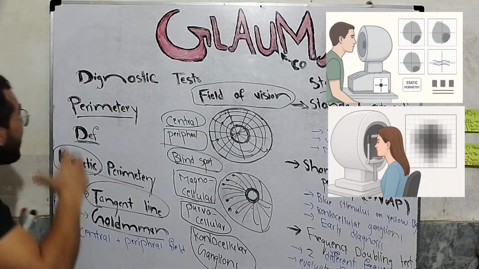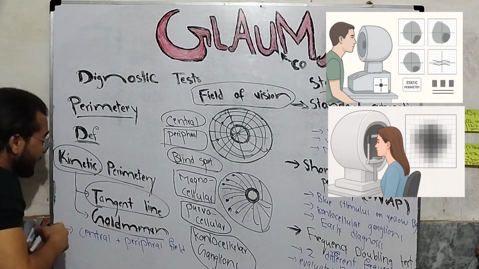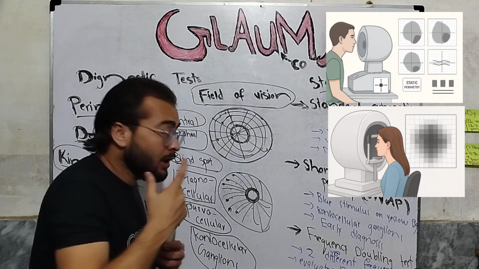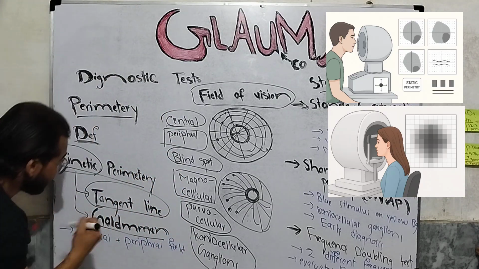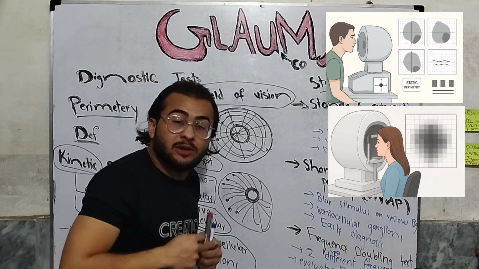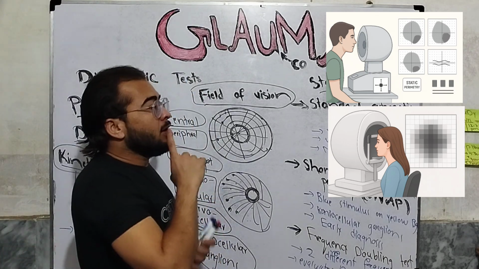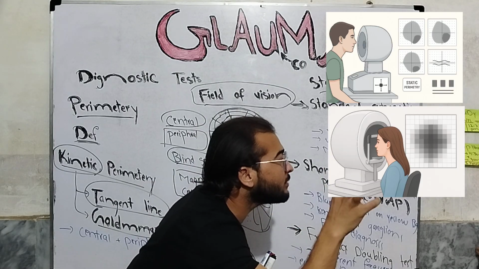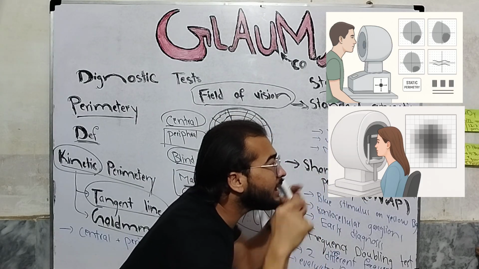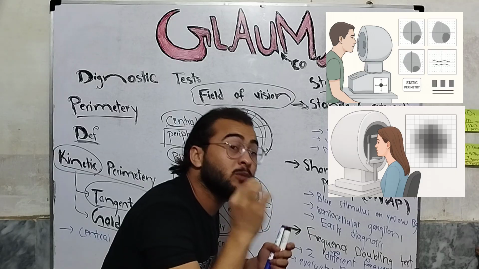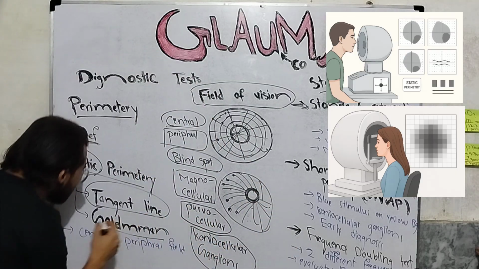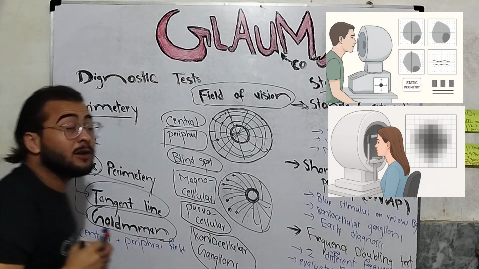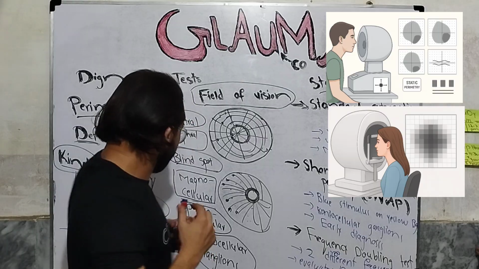Now we can also check this perimetry through a machine. The visual field through a machine is called Goldman perimetry, the Goldman machine. Goldman is a machine in which we keep the head of a patient, and through this machine we are checking every aspect of the field of vision. So through the machine we will check the field of vision.